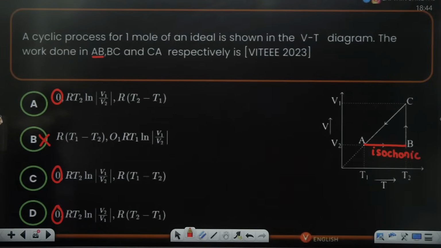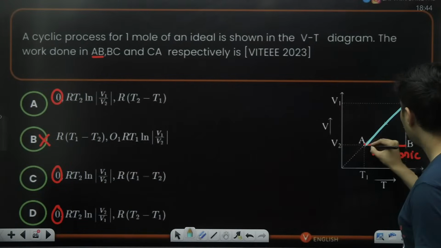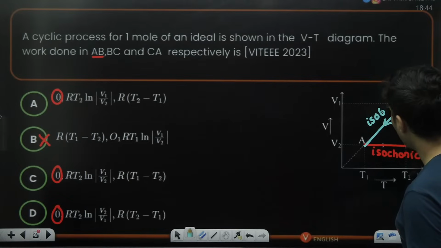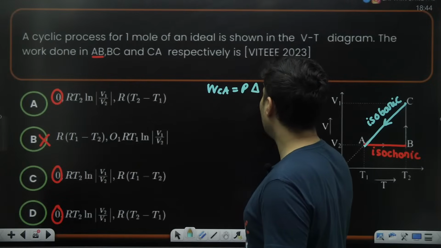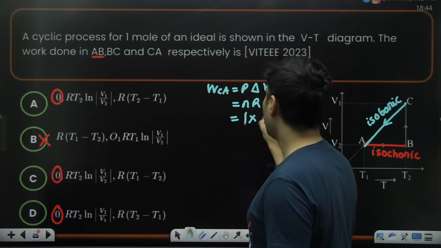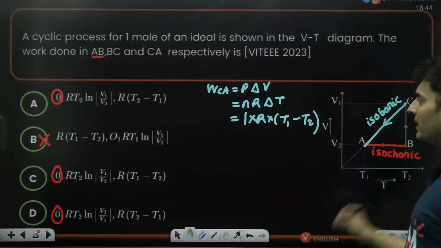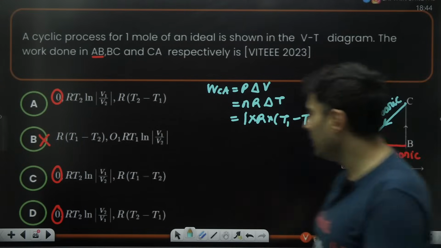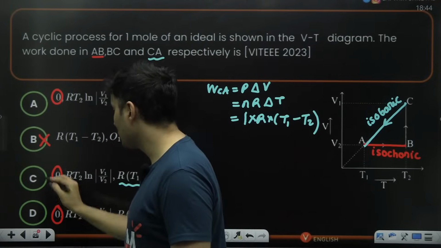Next, BC is isothermal, so that's why logarithms are there. Okay, fair enough. CA is nothing but an isobaric process. C to A is definitely an isobaric process, and work done from C to A is P delta V, which is also nR delta T. Number of moles 1, R is R, delta T is final minus initial. So T1 minus T2, it is there over here for C to A. No need to check any other option. C option is the right answer.